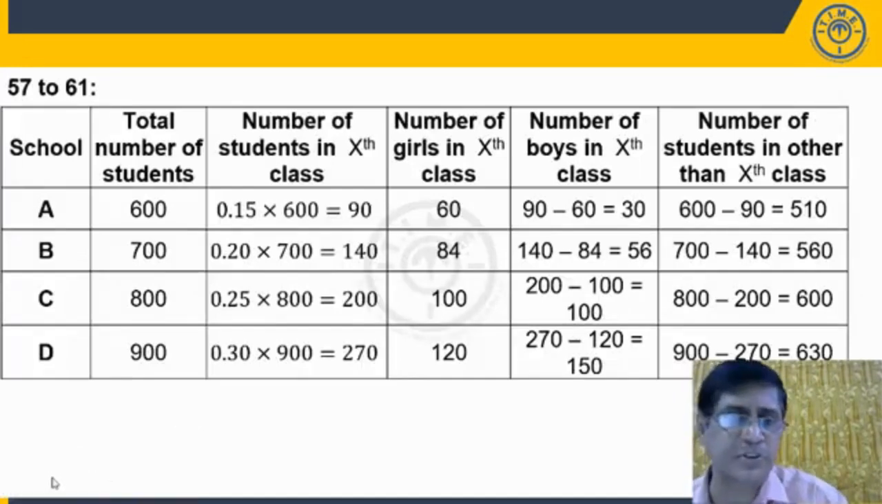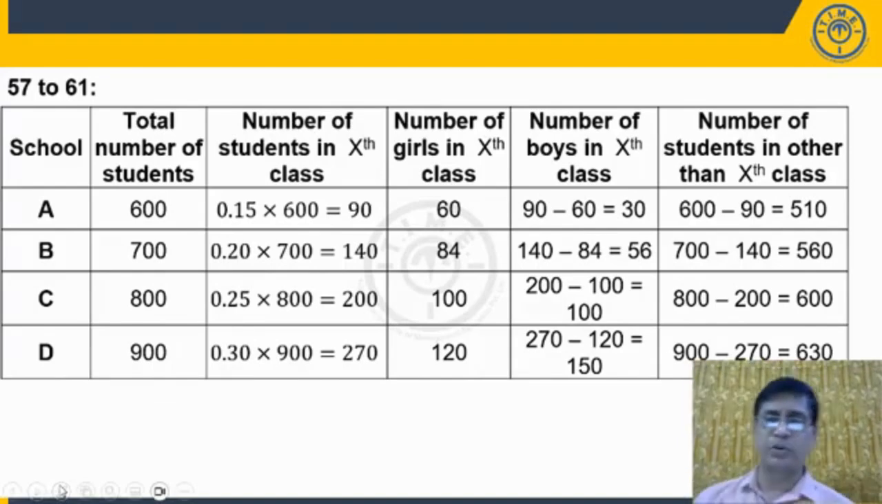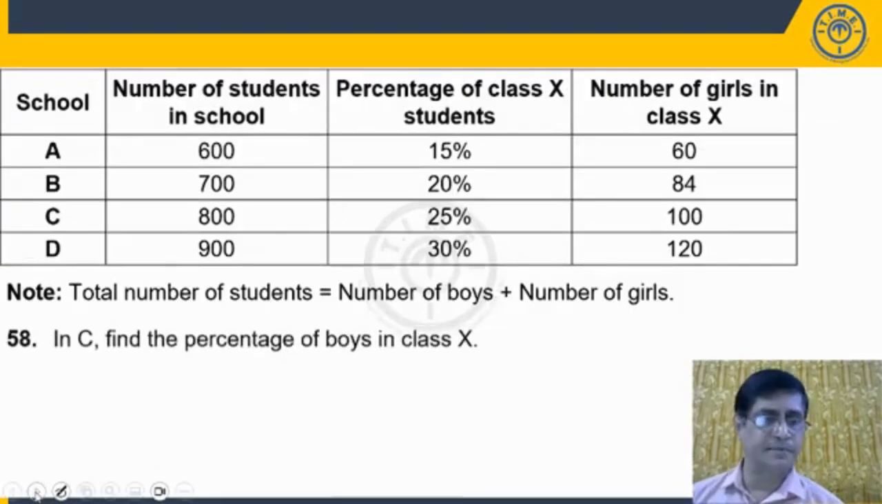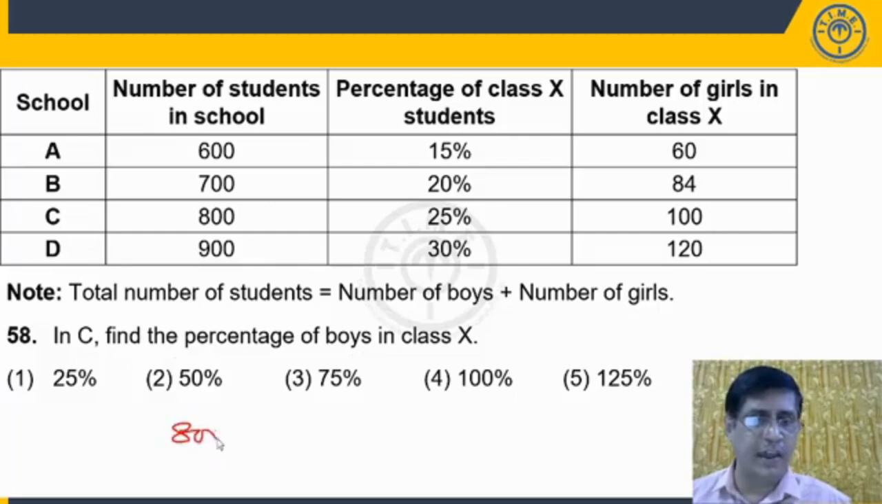This is the complete information. So I am providing a complete data table to you for your further reference. Right, look at the next example. In C, find the percentage of boys in class 10th. So the percentage of the boys in class 10th is to be found. So how many students are in C? The number of students in C is equal to 800. How many are the boys? So how many are the class 10th students?